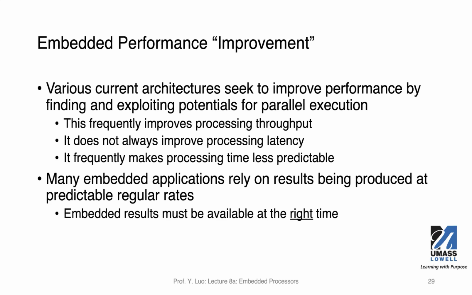Various current architectures seek to improve performance by finding and exploiting potentials of parallel execution. If you find there are two parts of your program that can be executed at the same time, and you have resources, for example, you have 2 cores or more cores in a processor, then you have a chance to improve the performance. And with multiple processors, you often improve the processing throughput.